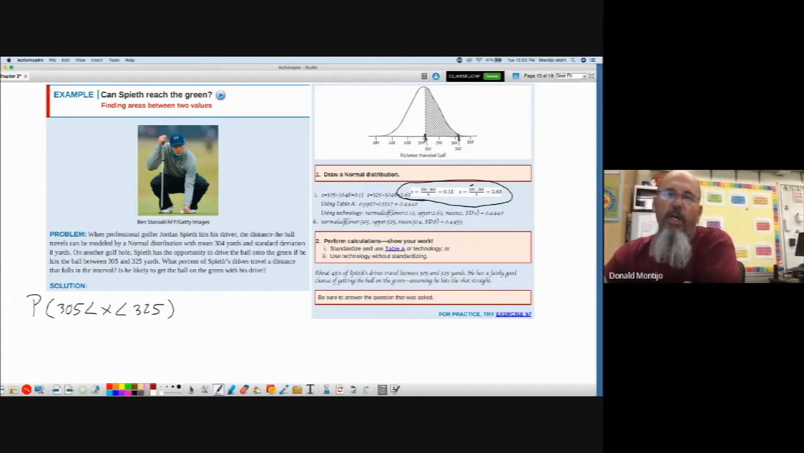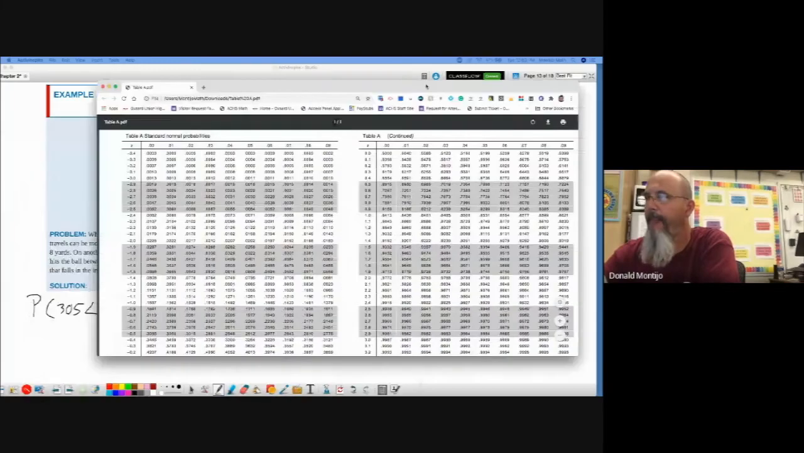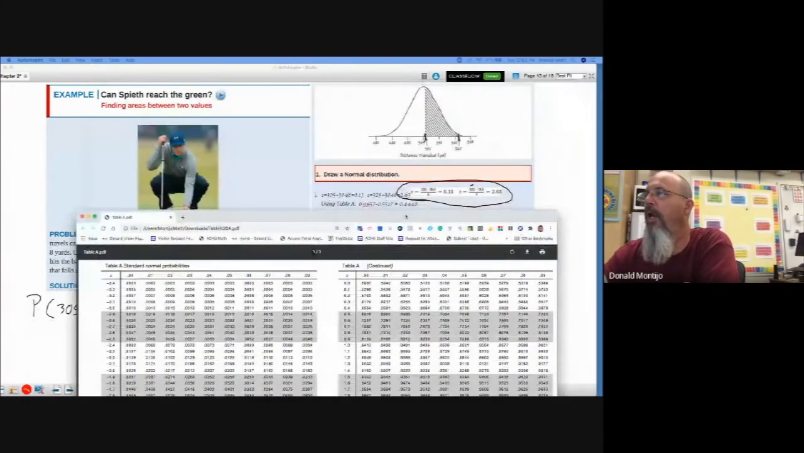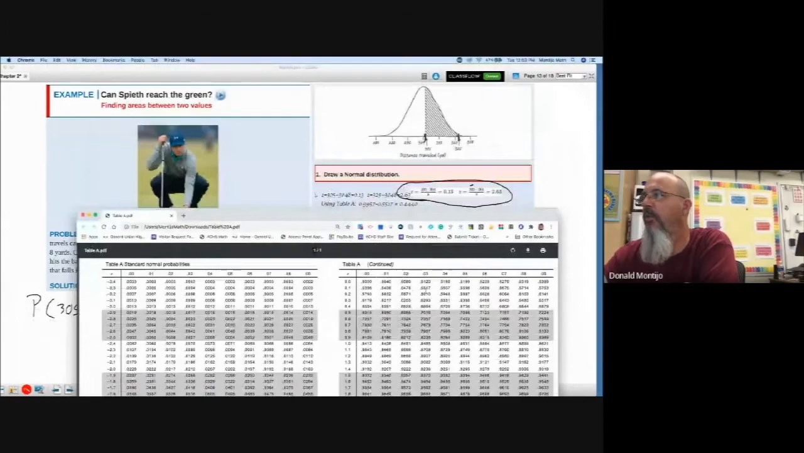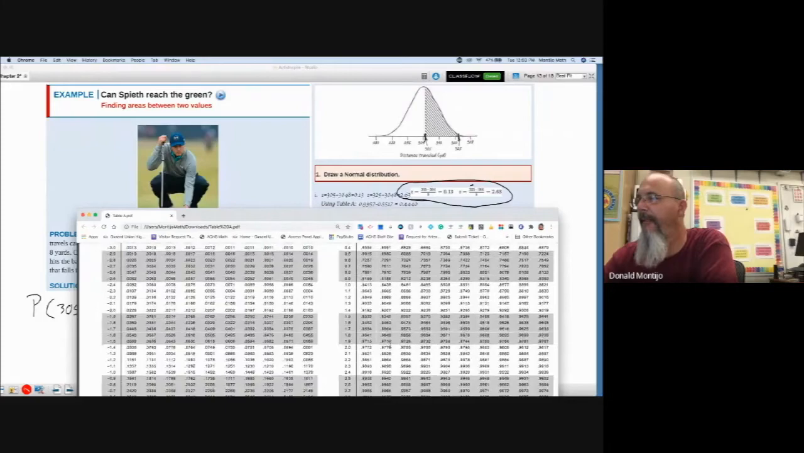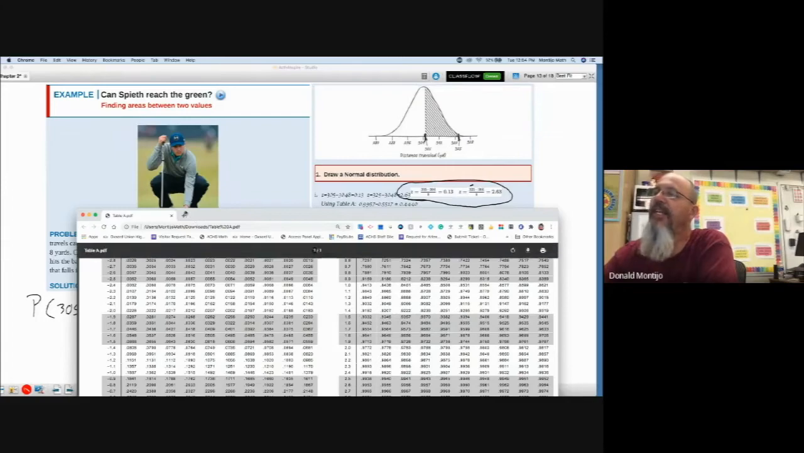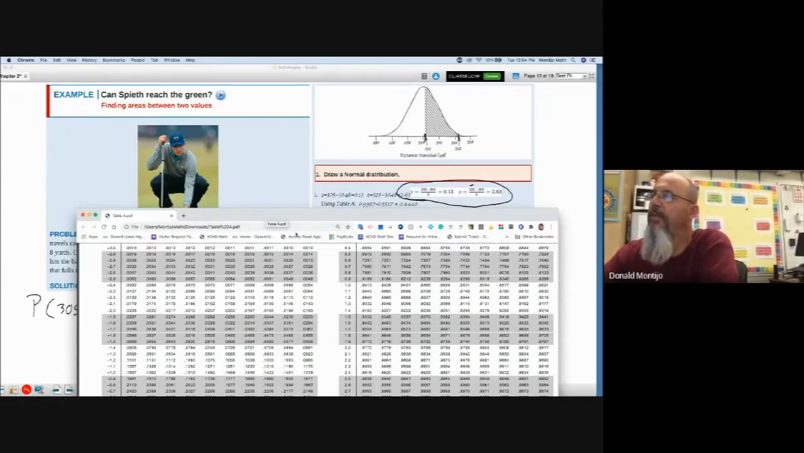So if we look at table A, and we're looking for 0.13, which is 0.5517, and 2.63, which is 0.9957, and find the difference in those two areas. Because remember, this table is giving us the area all the way from the point we're looking at all the way back to negative infinity.